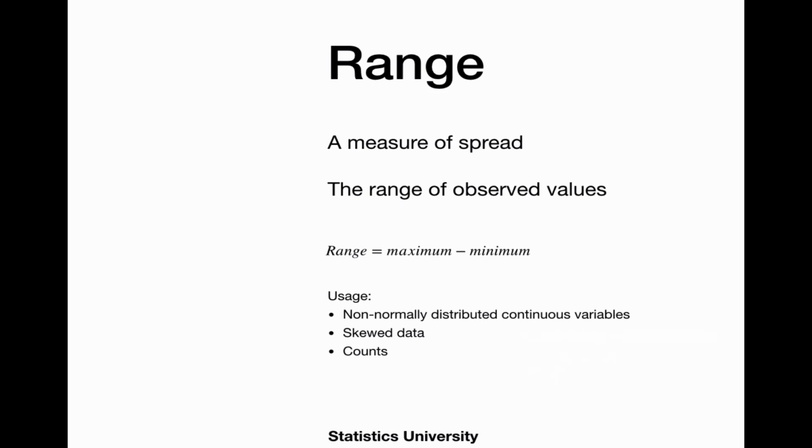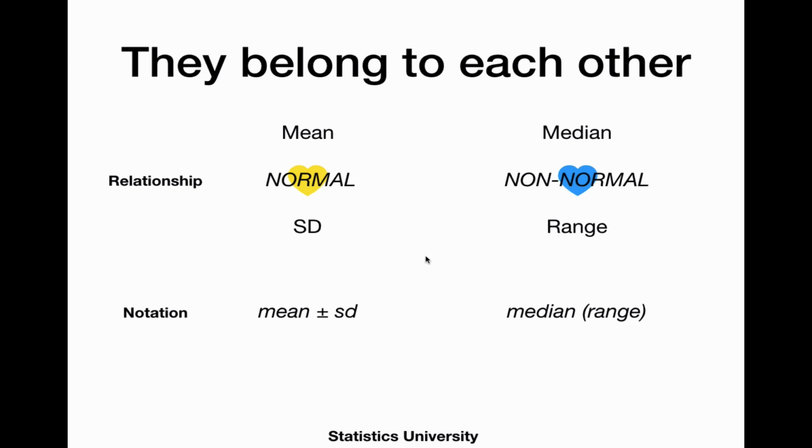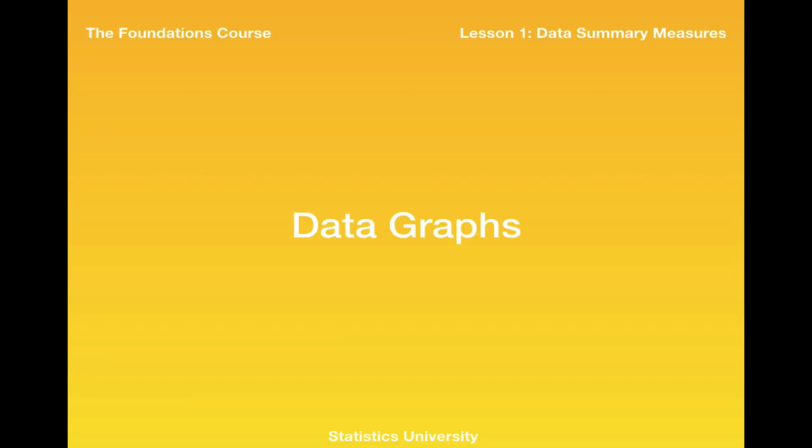And the range is actually the measure of spread that is calculated by taking the range of the observed values. So we take the maximum collected value and the minimum collected value, and that difference is the range. And as we already said, the mean and standard deviation belong to each other, and the median and the range belong to each other. And in scientific publications, the notation used is oftentimes this for the mean and standard deviation, and the median and the range as denoted here.